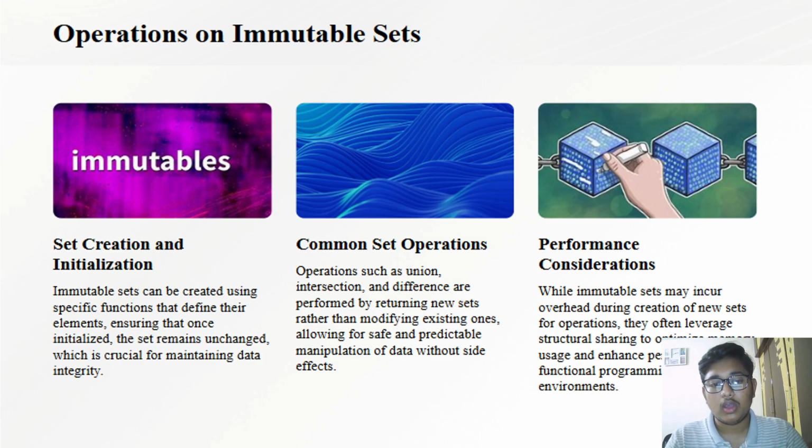Common set operations. Operations such as union, intersection, and difference are performed by returning new sets or copies of the original set, allowing for safe and predictable manipulation of data without changing the original one and without side effects. Performance consideration. While immutable sets may incur overhead during creation of new sets for operations, they often leverage structural sharing to optimize memory usage and enhance performance in functional programming environments.